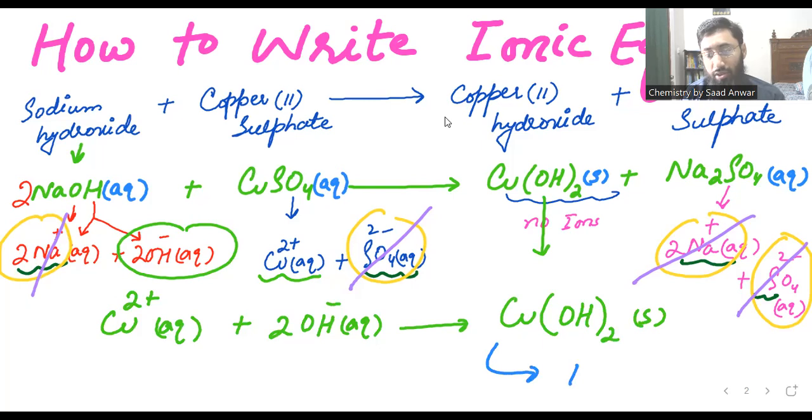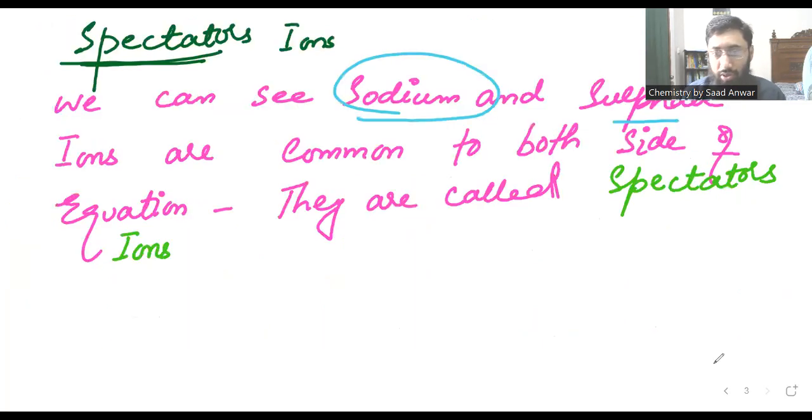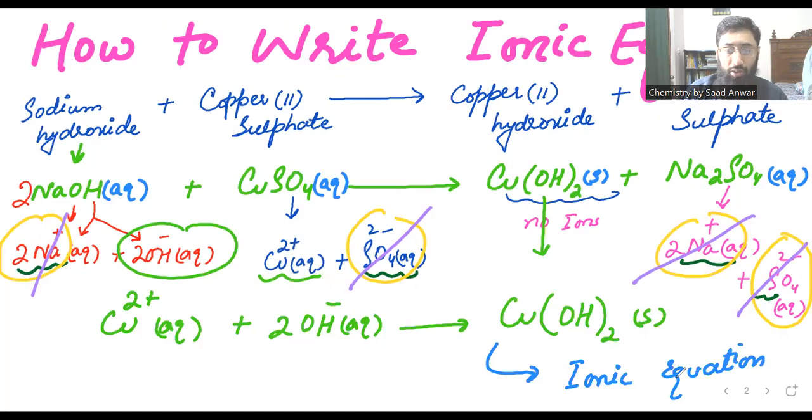This is, guys, the concept. This is all about ionic equation. An ionic equation is an equation in which we have ions. So now let me take another example of ionic equation, guys, and you can take a screenshot of these pages as well if you want.